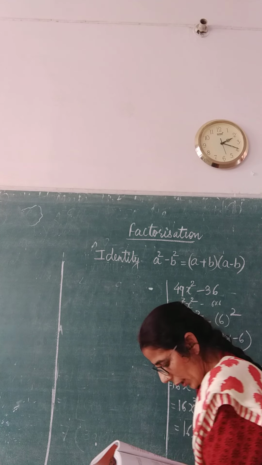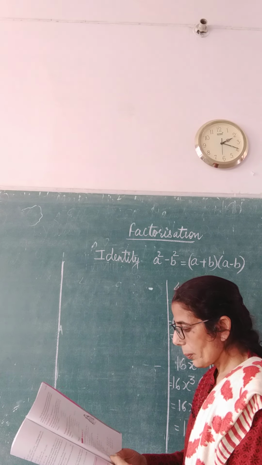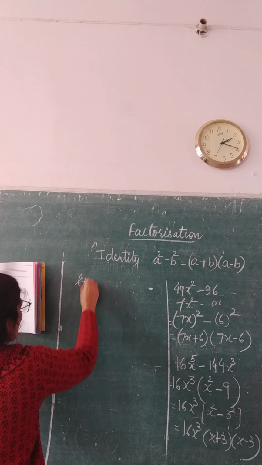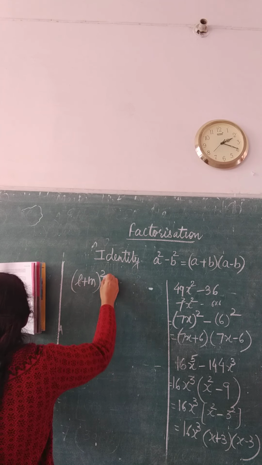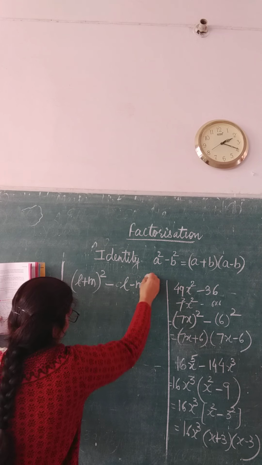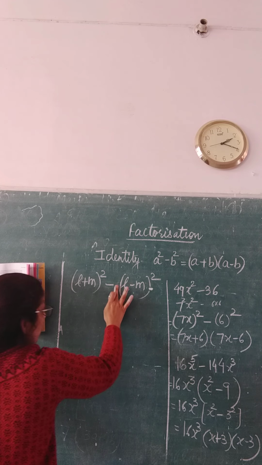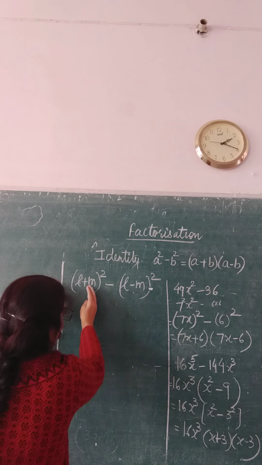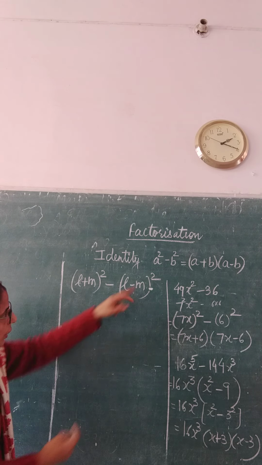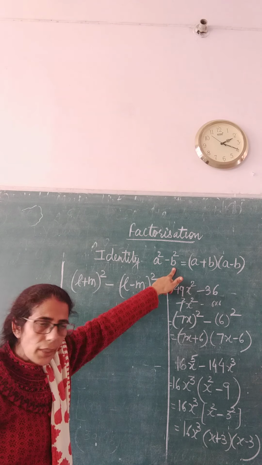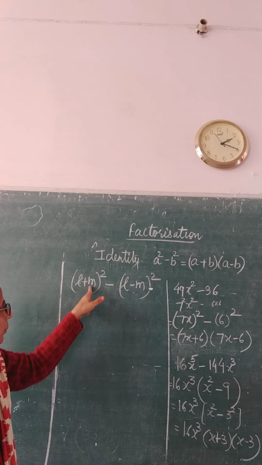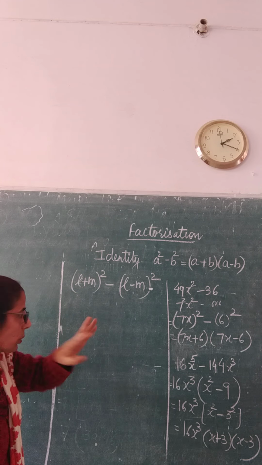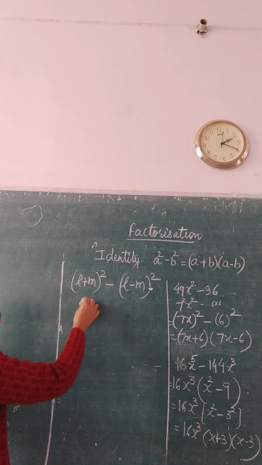Now come to the other parts. What are the other parts of this? It is L plus M whole square minus L minus M whole square. There are two methods to do this question. This is one thing square minus other thing square. I can use this identity directly, or I can use A plus B whole square minus A minus B whole square also. So any of the two methods can be followed.